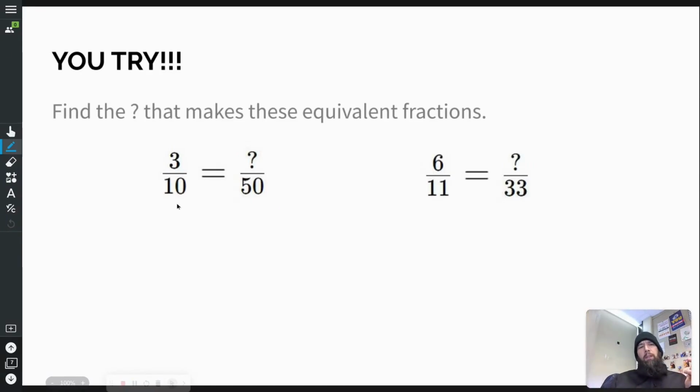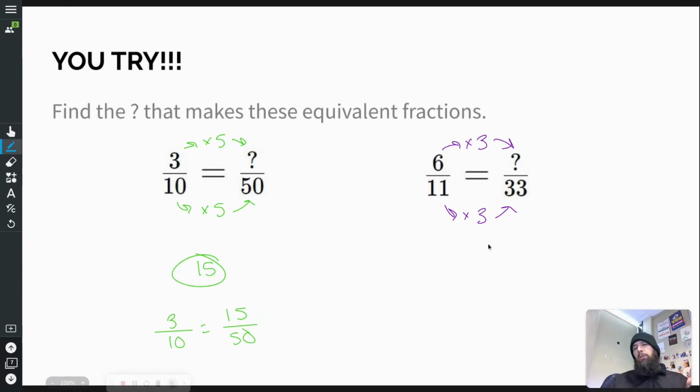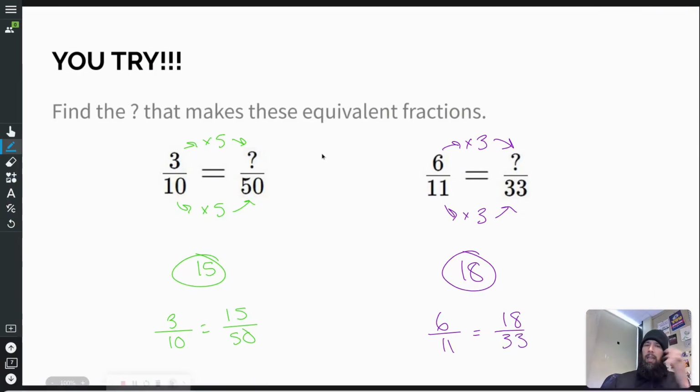What do I do to get from 10 to 50? I multiply by 5. So I'm going to multiply 3 by 5. That gets me 15 again. So I can say 3 over 10 is the same as 15 over 50. What can I do to get from 11 to 33? Multiply by 3, multiply by 3. 6 times 3 is 18. So I could say 6/11 is the same thing as 18/33.